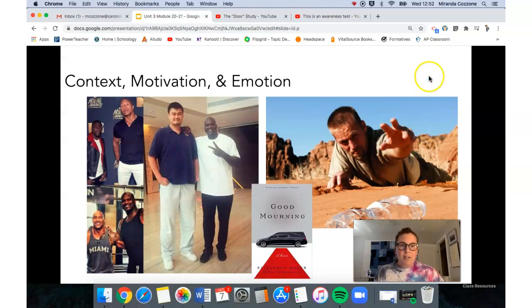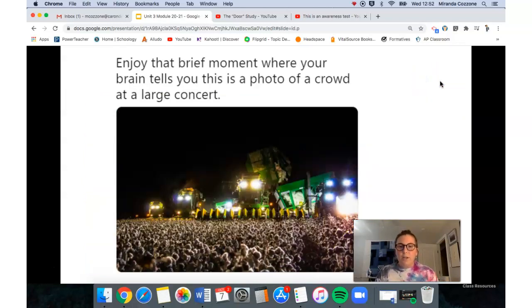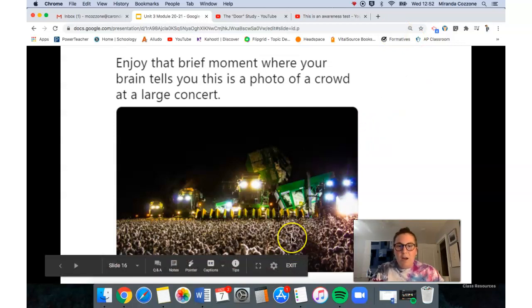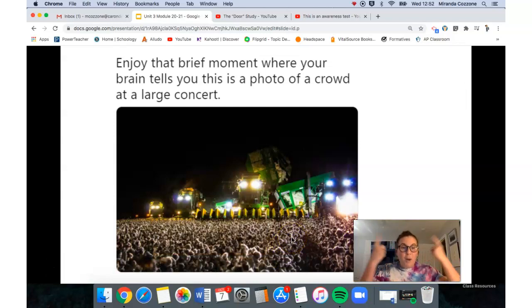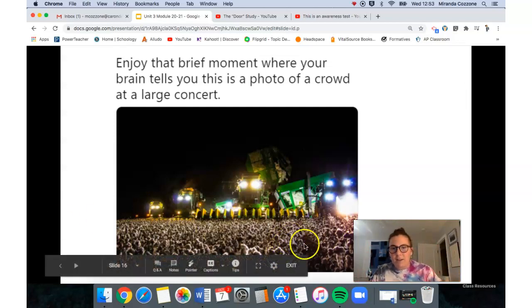Last picture I want you guys to look at, and I want you to think, what do you see right away? Okay, then I want you to read the top there. It says, enjoy that brief moment where your brain tells you this is a photo of a crowd at a large concert. In fact, it's not. These are tractors picking cotton, right? But because most of us are not farmers, our brain is not predisposed to think, oh, this is a tractor. A lot of us saw this as people's heads, and this is a stage.